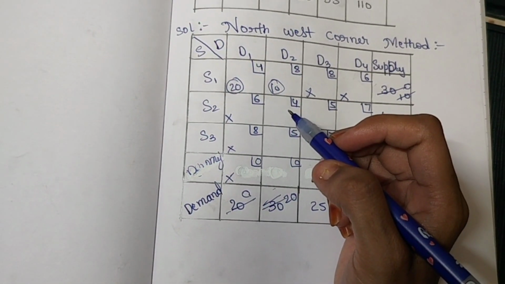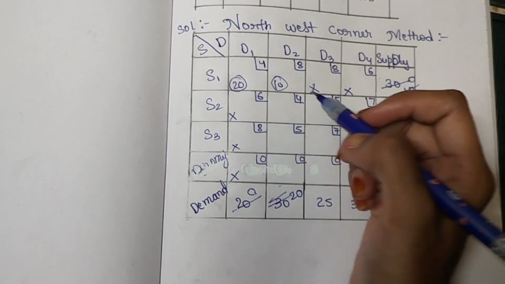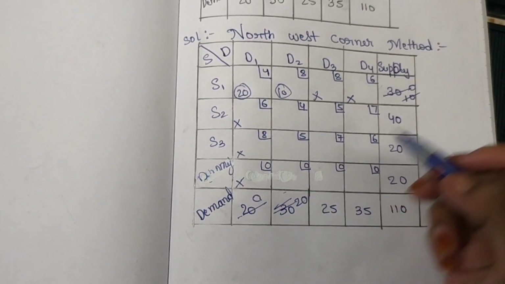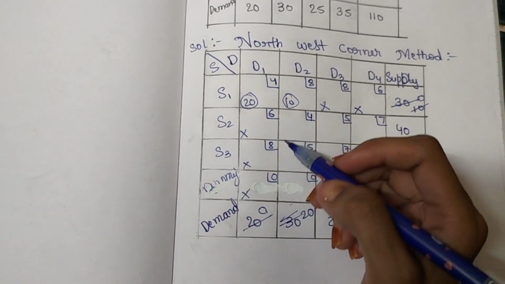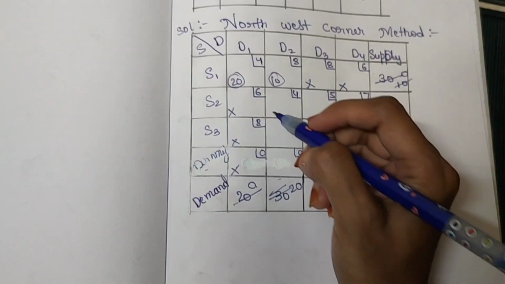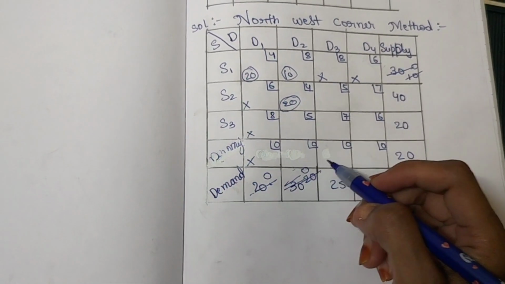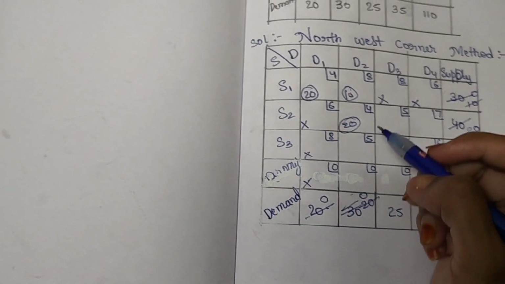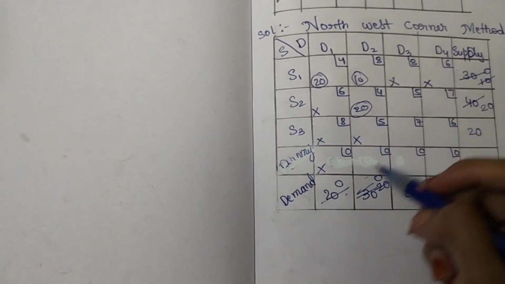Now next northwest corner cell is this cell, that is S2 D2. We will allocate for this. Now we have demand 20 and supply 40, which is minimum, 20 is minimum. So we will allocate 20 for this cell. And this 20 becomes 0. This 40 becomes 20. As this column became 0, we will cross out this column.